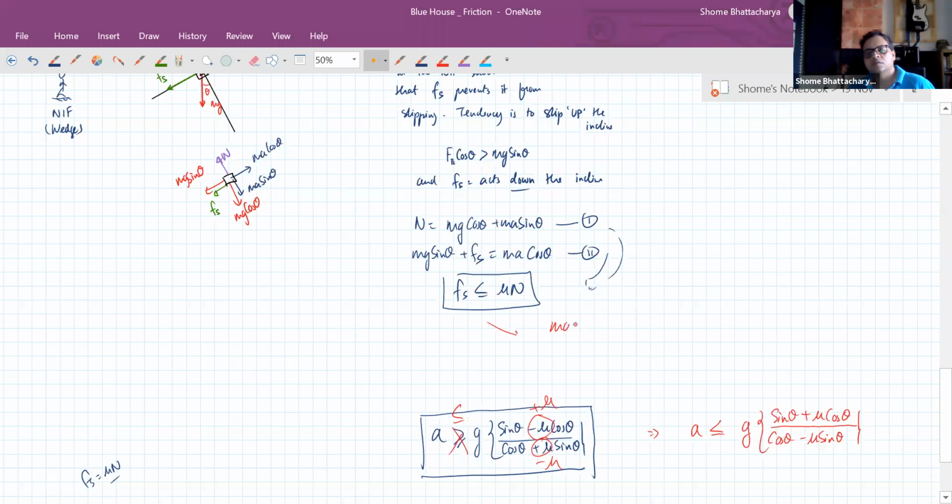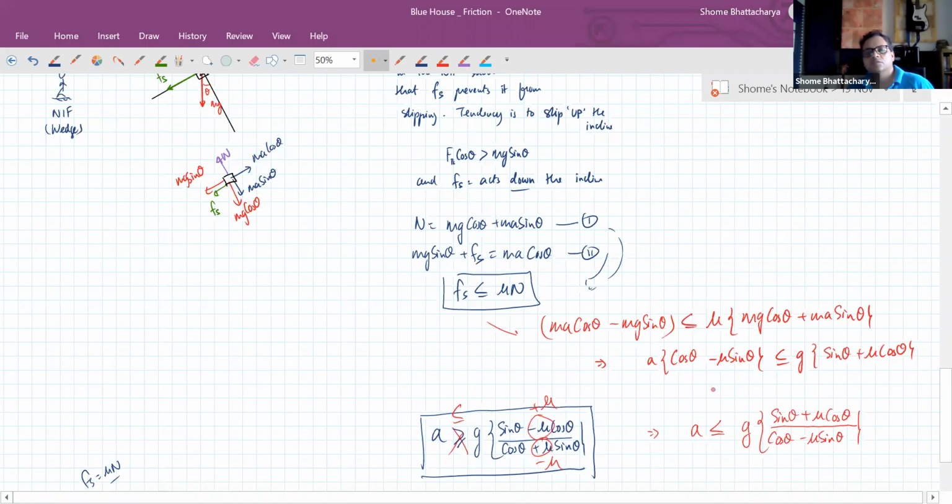You will get ma cos theta minus mg sin theta is less than or equal to mu into (mg cos theta plus ma sin theta). So this will come, okay, which will give you this step. But as I said, I could have got this step by guesswork.